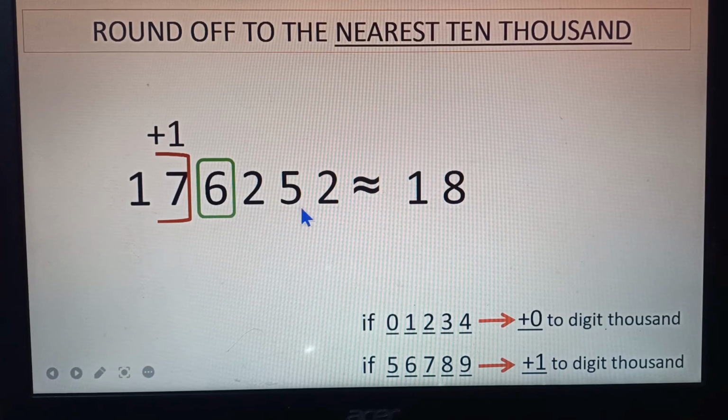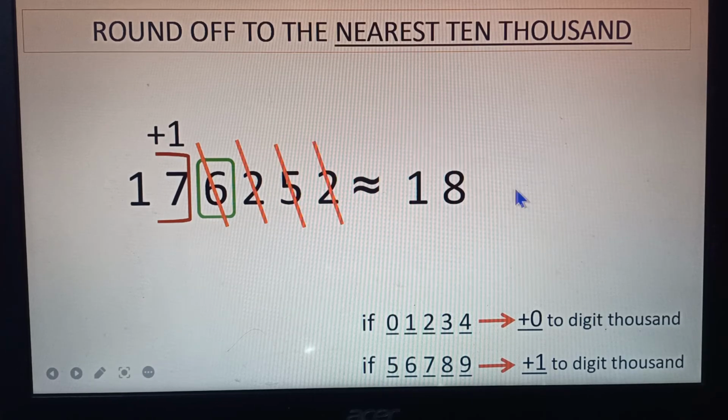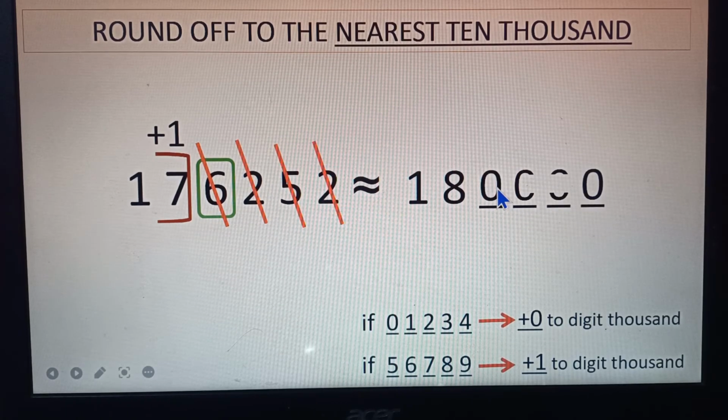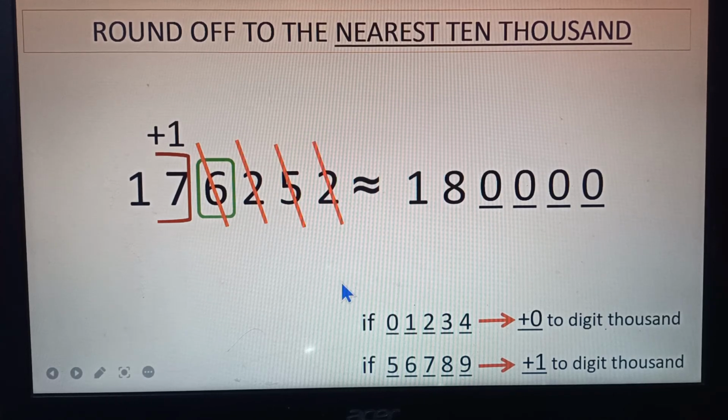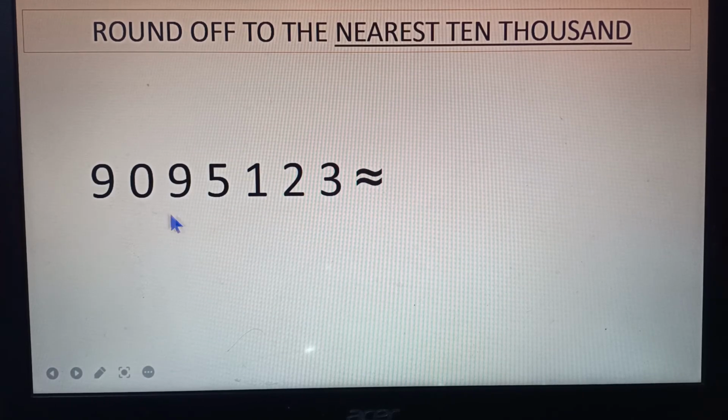And what happened to the rest of the number lepas staple? Selepas staple, so we cancel all of them and we replace with 0, 0, 0, 0. And your answer will be 180,000. This is the answer when you go to nearest 10,000. Alright? Okay, let's move on to the next question.